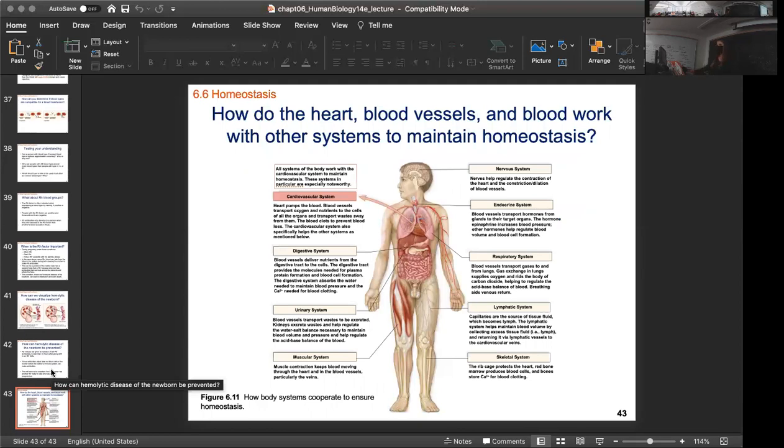Okay. I kind of went through that last part fast. Does anybody have any questions about that? The fetus and the baby and the Rh positive. Okay. So this is the last slide.